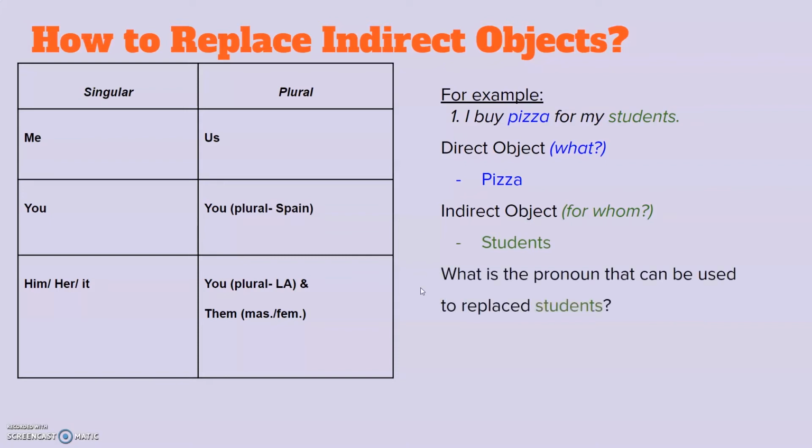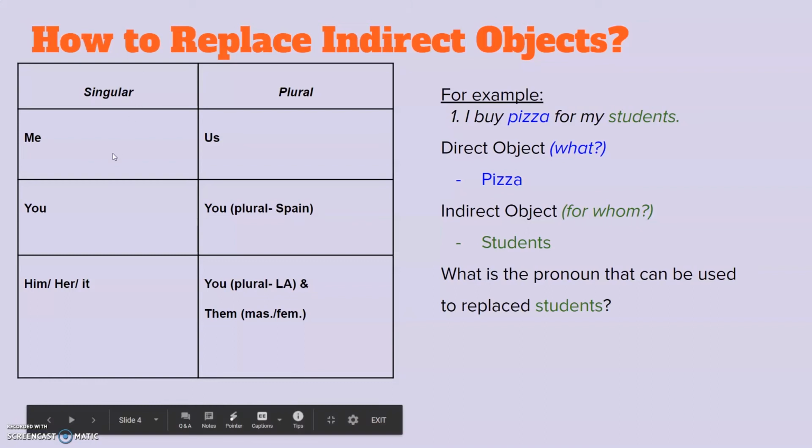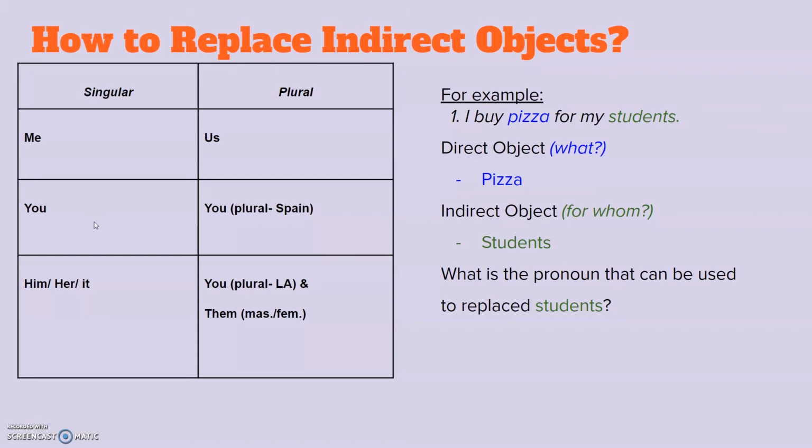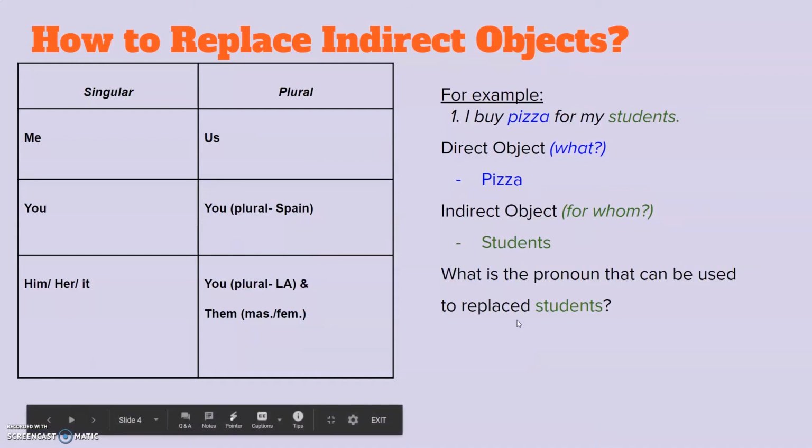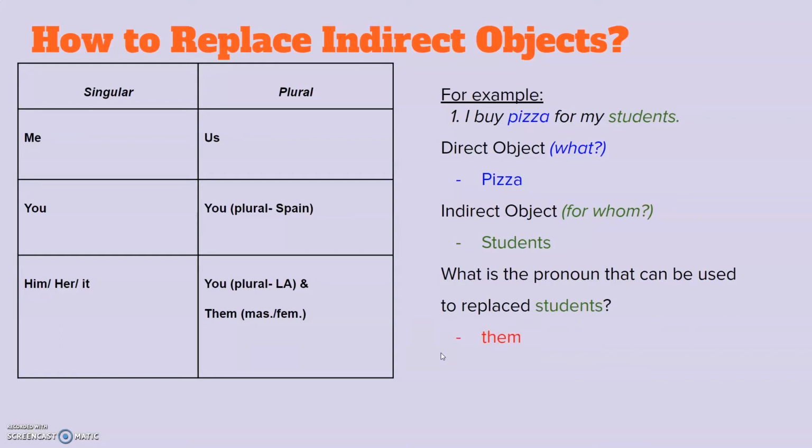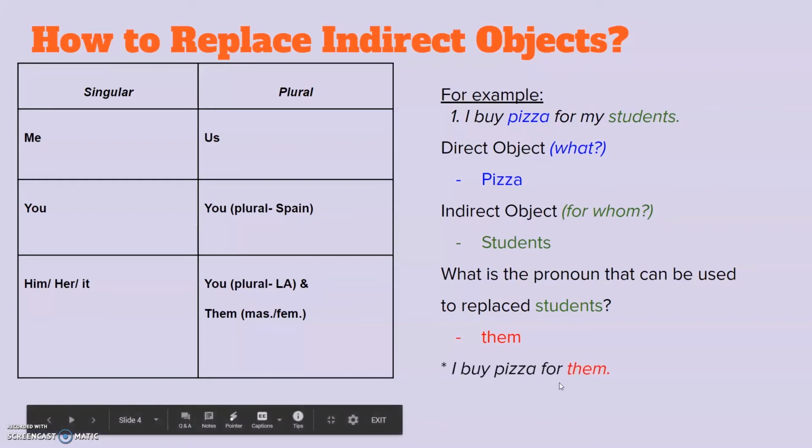So what is the pronoun that can be used to replace students? Take a look at the chart. Can you use me? I buy pizza for me. I buy pizza for you. I buy pizza for him or her. No, because it has to be plural, because students are multiple students. So the answer is them. I buy pizza for them.